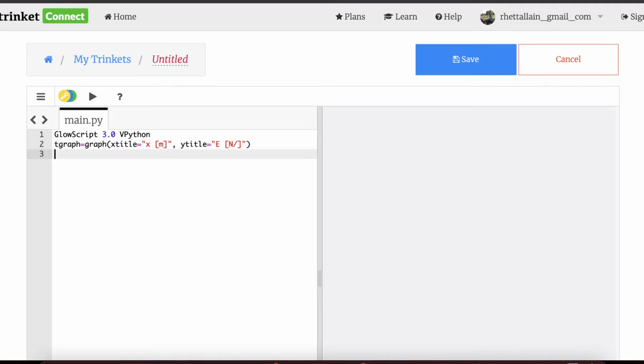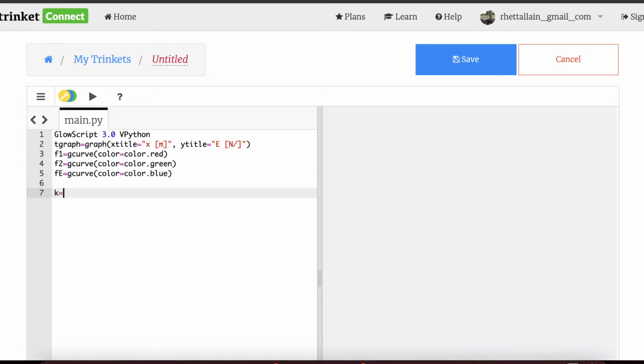Okay, I'm actually going to make 3 graphs. I'm going to make F1 equals gcurve. What color did I make charge 1? Red. So let's put color equals color.red. F2 equals gcurve, color equals color.green. And then FE equals gcurve, color equals color.blue, just for fun. That's the total.